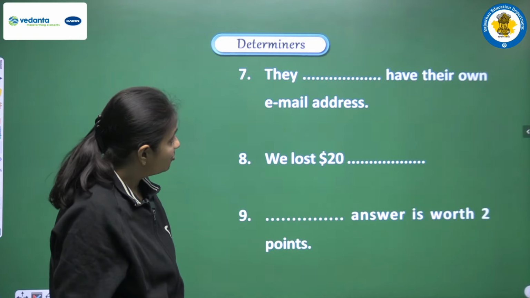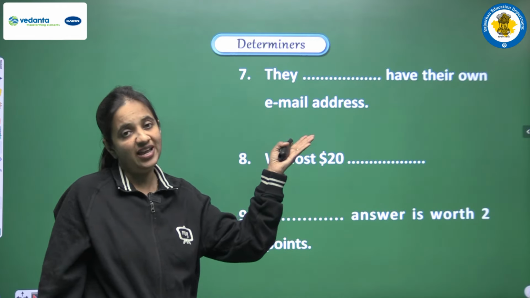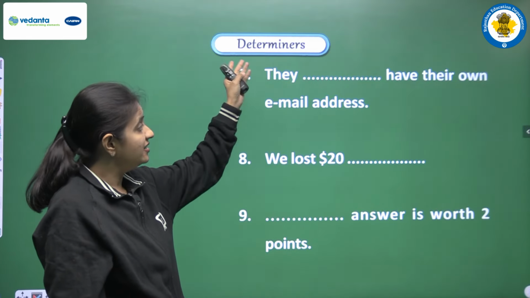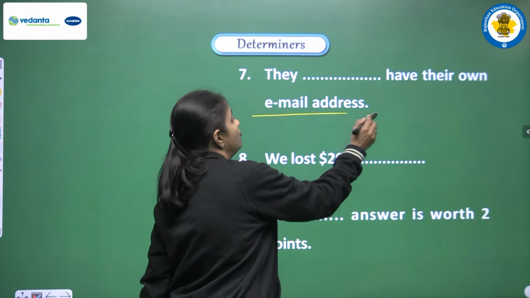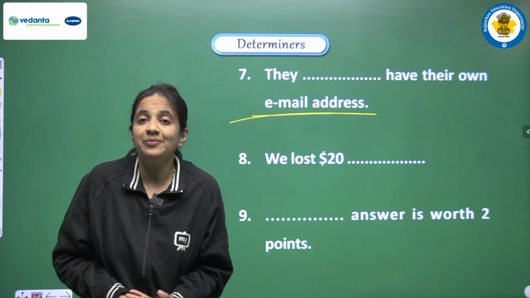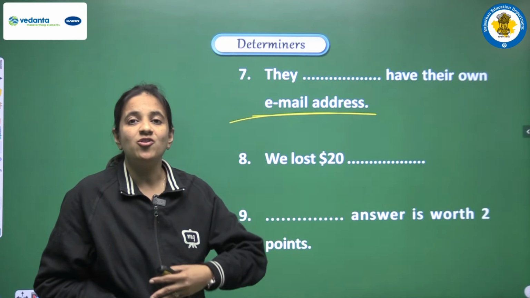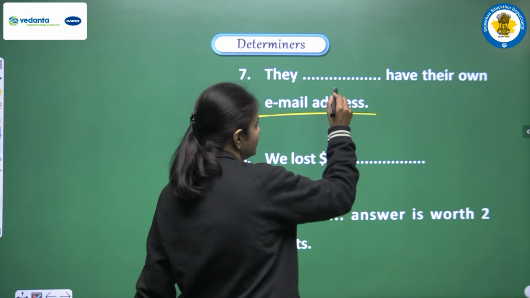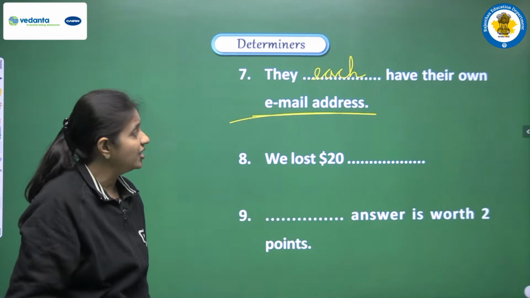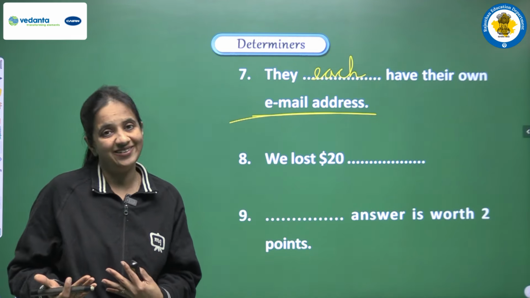Next is they have their own email address. In this sentence also just read the sentence very carefully, and then you all will be able to have the correct answer. According to the sentence we are saying that they have their own email address. Now we all know कि जो email address होता है वो सबका अलग होता है. Everyone is having their own email address, right? So again we are talking about one group, and in that group we are talking about all the members as individuals, and this is the reason our answer will be each here, and the sentence will be: they each have their own email address, because yes, each and every person is having their own email address.